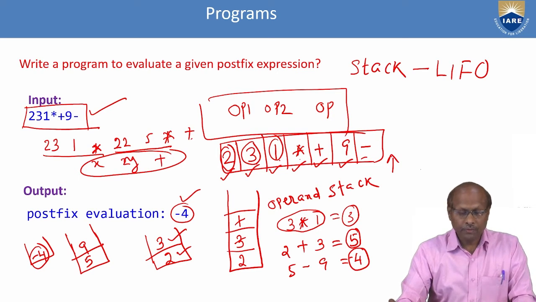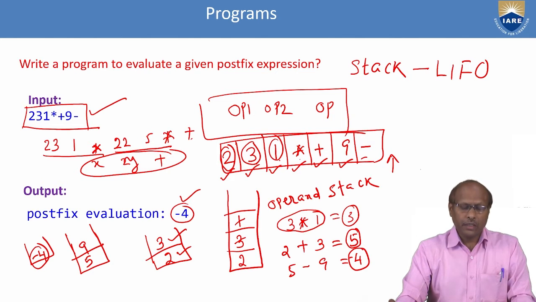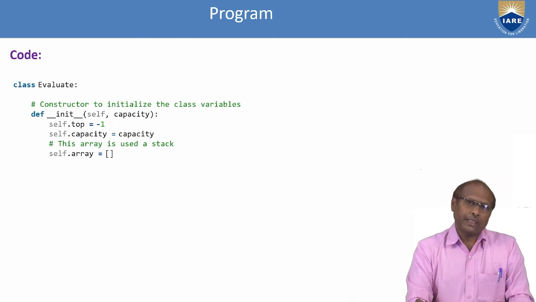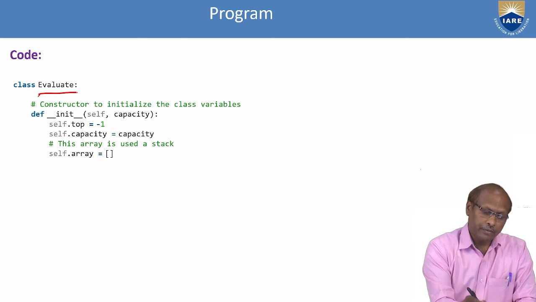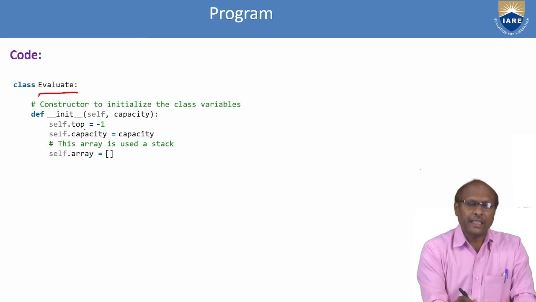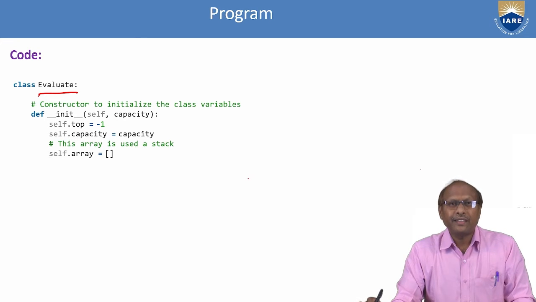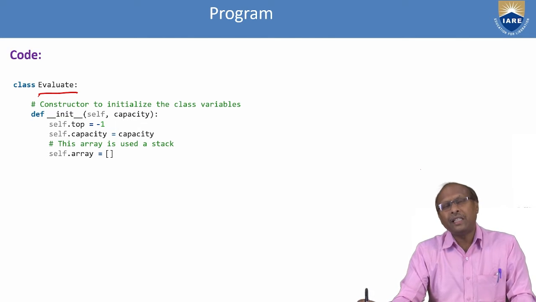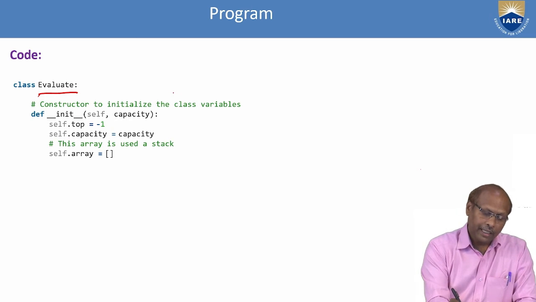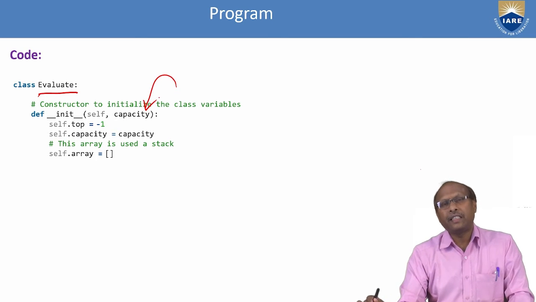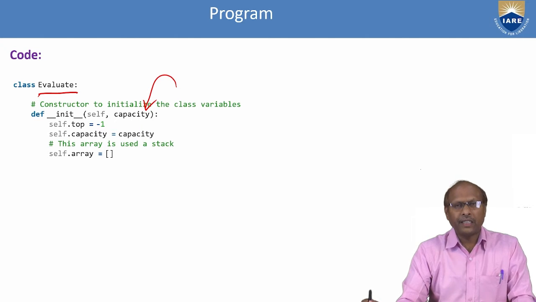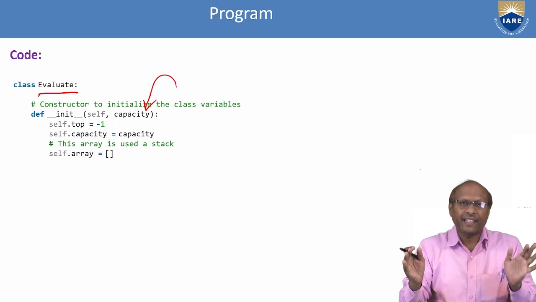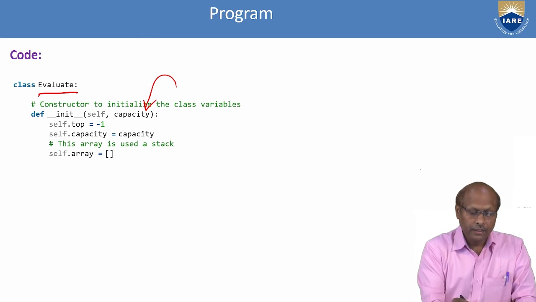Now see the program. We have to write a program using Python. In the Python program, I will first define a class. The name of the class is evaluate. In the evaluate class, I will write one constructor. Why do I have to write a constructor? Because in object-oriented programming, the constructor is the main one which will initialize your object. So here I will pass the capacity of my array, or capacity of my expression. The capacity tells how many symbols are there in the expression, the length of the string.